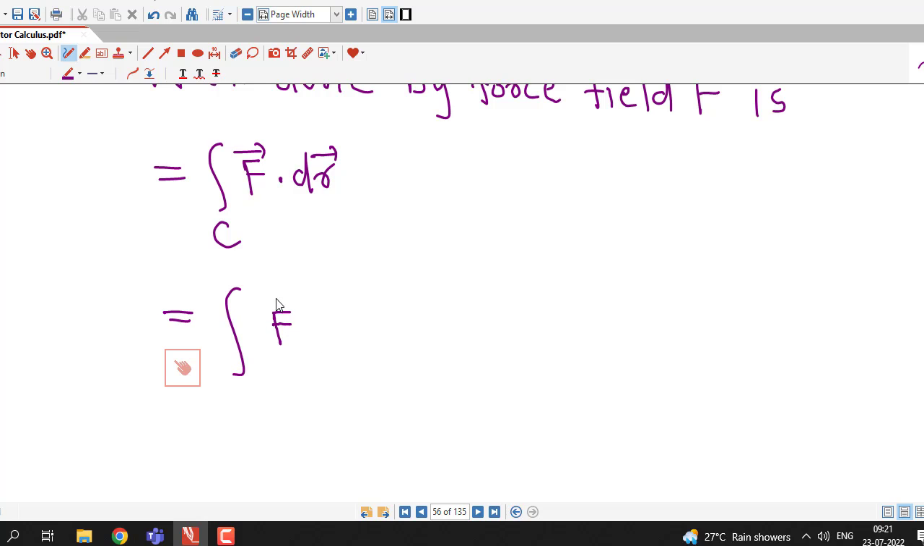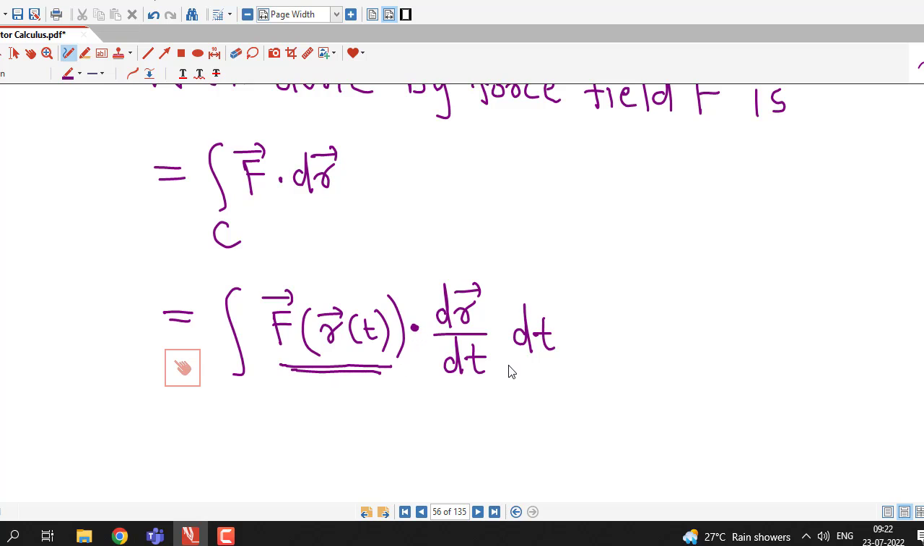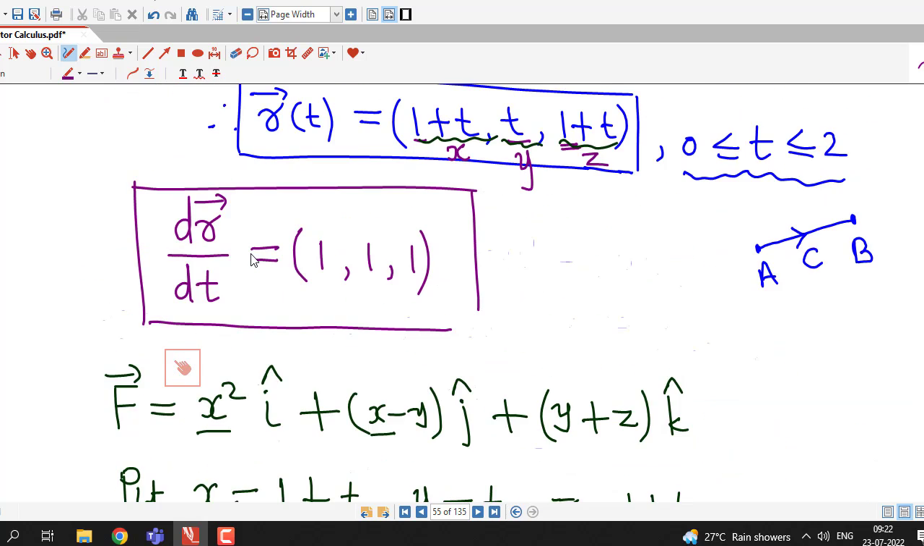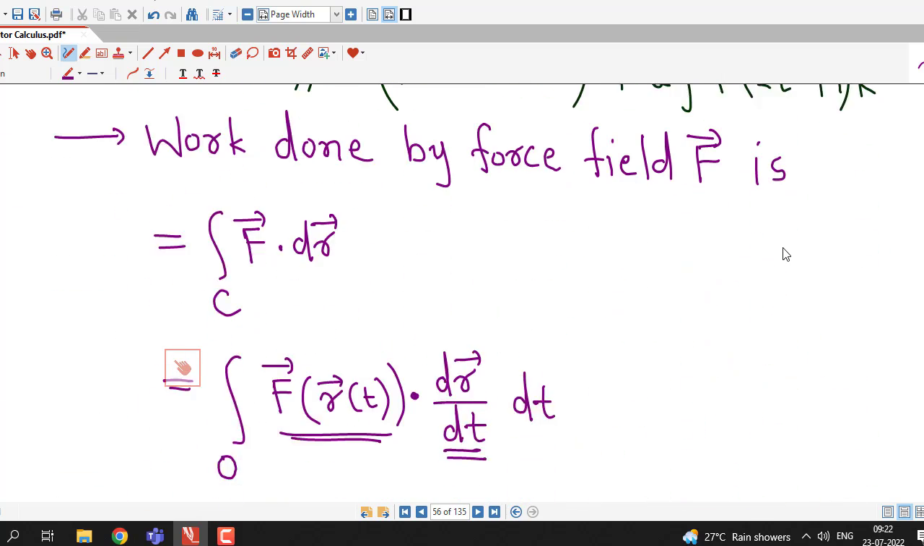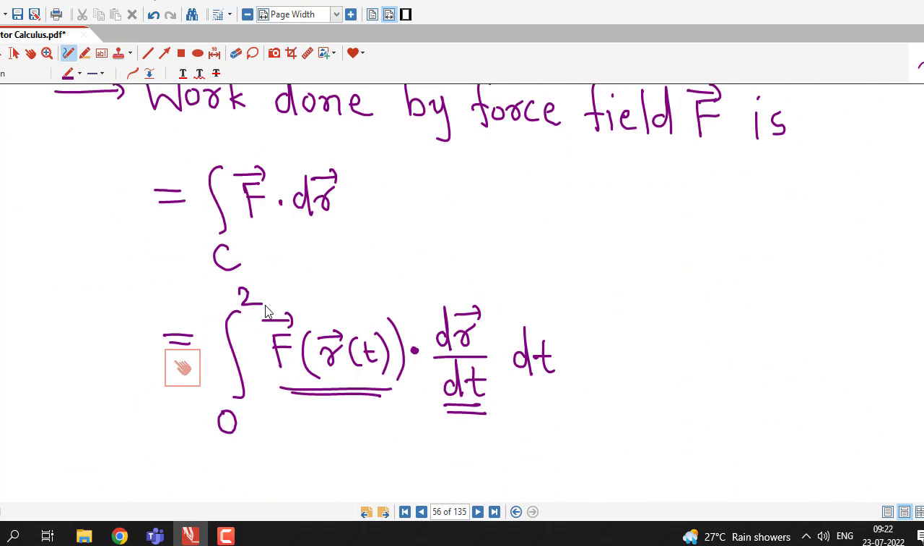Now we have converted F bar and r bar in terms of t. So here first we use the definition dr bar by dt, and we have to take the dot product of F bar of r bar t and dr bar by dt, and the limits of integration will be the limits of t, which we have decided as t equal to 0 to t equal to 2. So we write down those limits here.